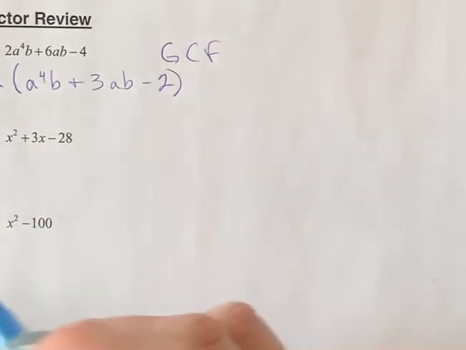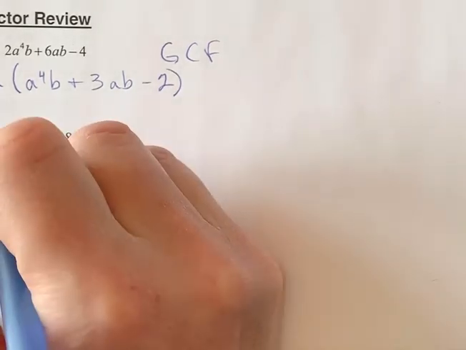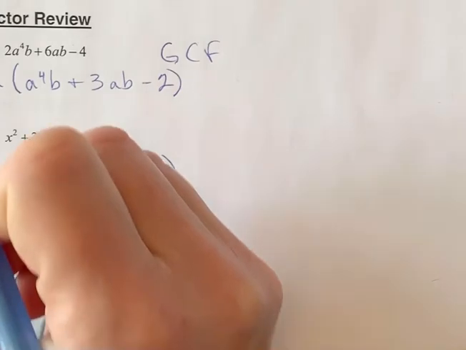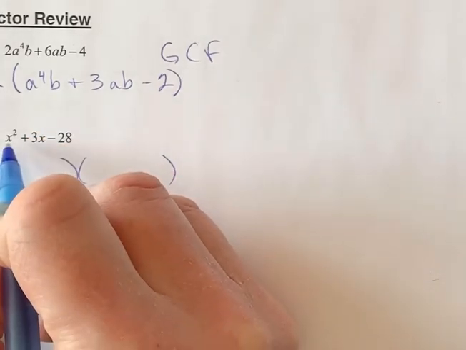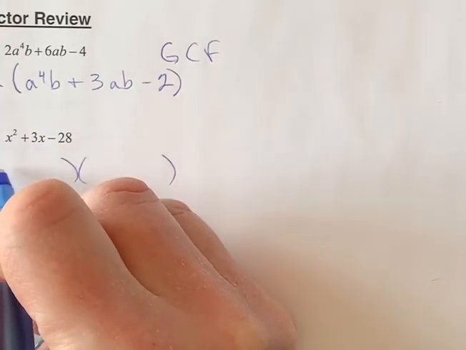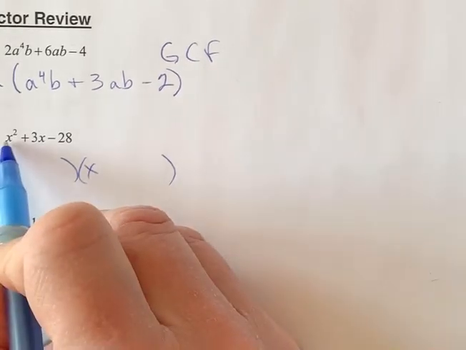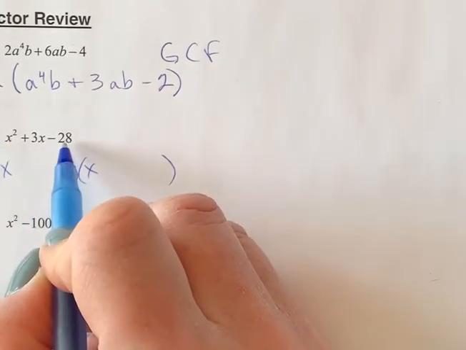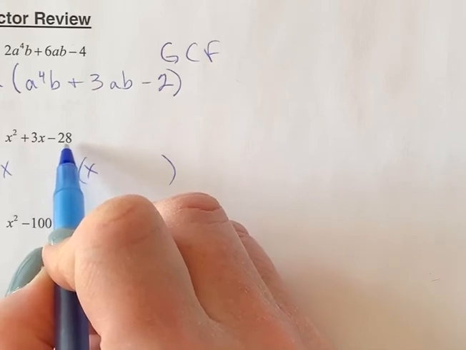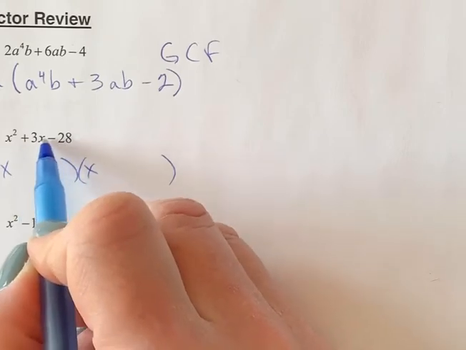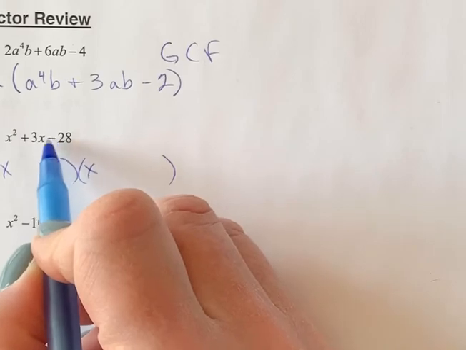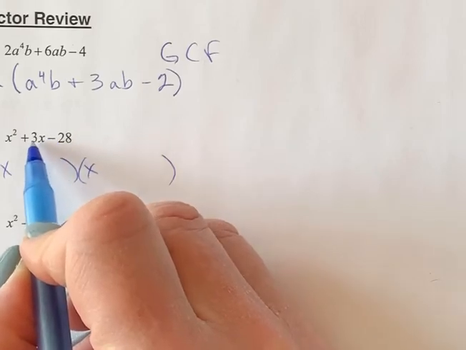The second example is a review of trinomial factoring, where we open up our two sets of brackets. The first term in each set of brackets would be x, because x times x is going to give us our x squared. Then think of two numbers that multiply to -28 and add to 3. Sometimes with the minus sign, I think of subtracting what subtracts to +3.